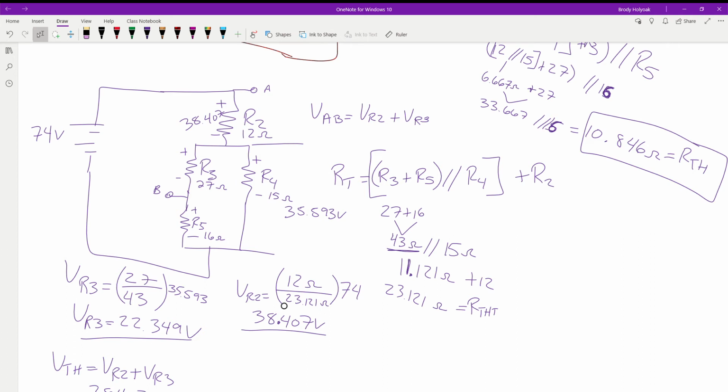Because all we're doing is combining this into a single R total to work with our Thevenin. So like R2, R3, and R5 all together? Yes. Yep, R2 and then R3, R5 in series with R4 in parallel. Okay. So then we get the 38.407. So now that we know that we have 38.407 here, and we have the rest being dropped across the entire parallel branch. So we've got 38 here, we've got 35 here.